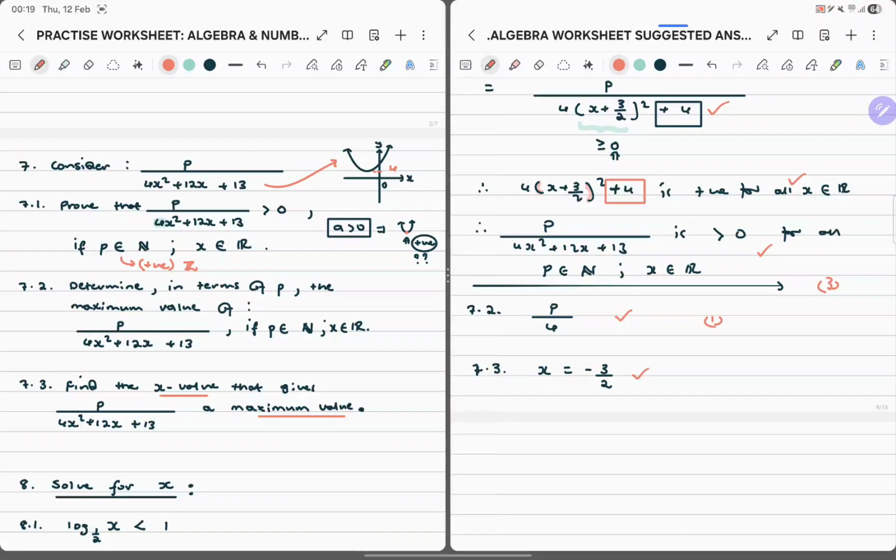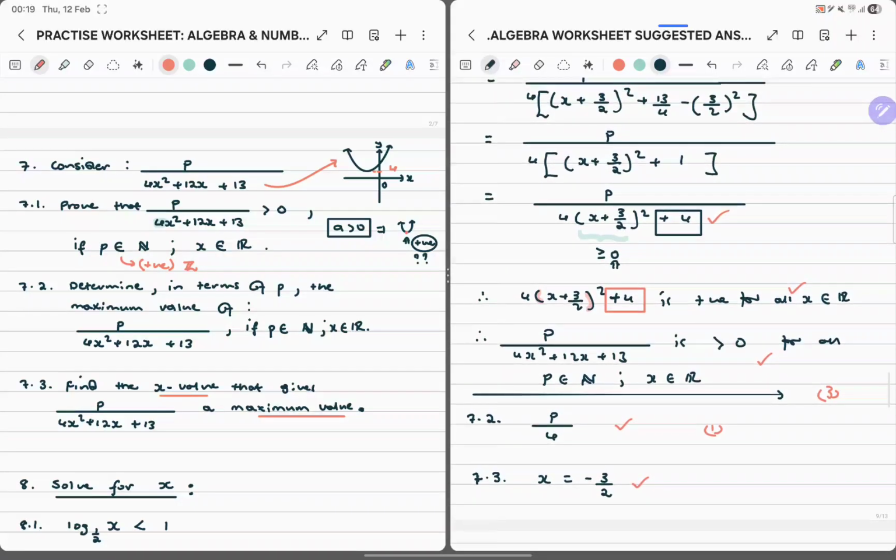Again, easy 2 marks over there. Of course, these questions are scaffolded. When they are not, it could be more than that. Remember, if we can just decide to not ask all these other questions and just say, given p over 4x squared plus 12x plus 13, what is the x value that gives that expression a maximum value? So obviously we know that we're looking for the minimum value, then we look for the x value that gives us the minimum, and that's it.